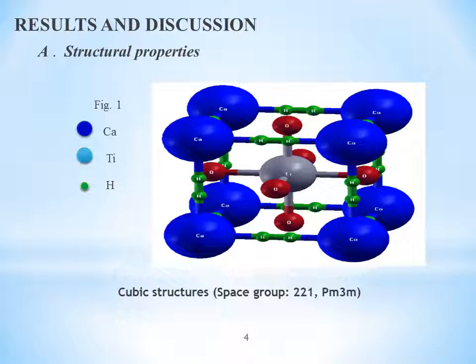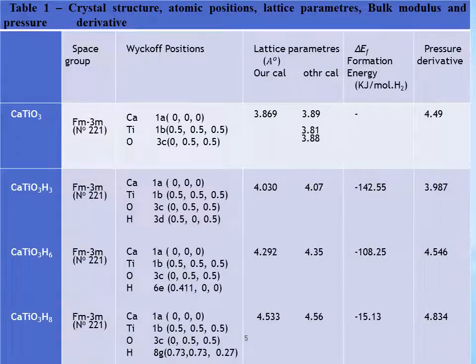Results and discussion. Structural property. CaTiO3Hx compounds are optimized in the cubic structure with space group Pm3m, shown in figure 3. The lattice constant a, formation energy, and the Wyckoff composition of the atoms are presented in table 1 along with the available literature results. The position of the hydrogen atom at the most stable position is determined by energy minimization for the compound.